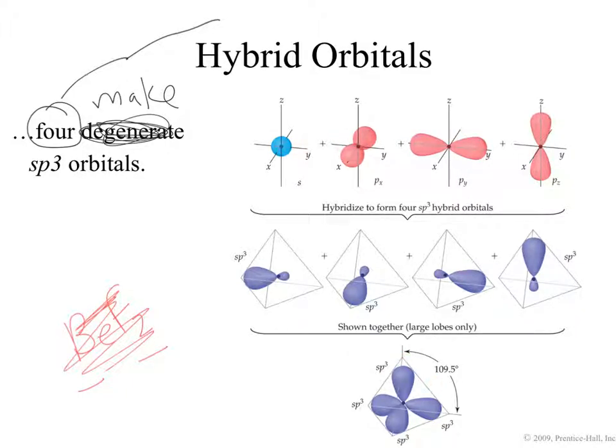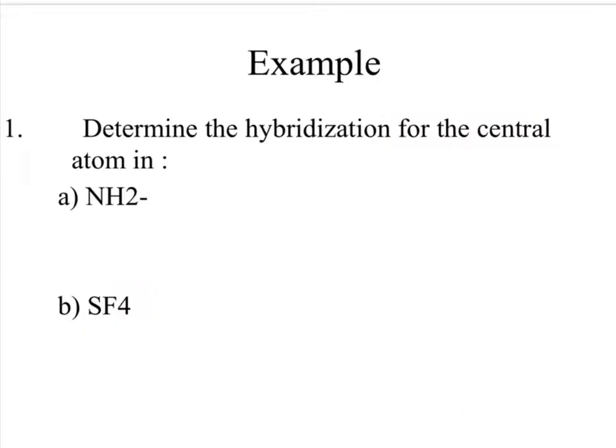This is how you get a tetrahedral, because here you have four equivalent bonds, and when these bonding electron areas want to be as far apart from each other as possible, they form a tetrahedral in space. Okay, we're going to do two examples and keep this video short, and then do another video.